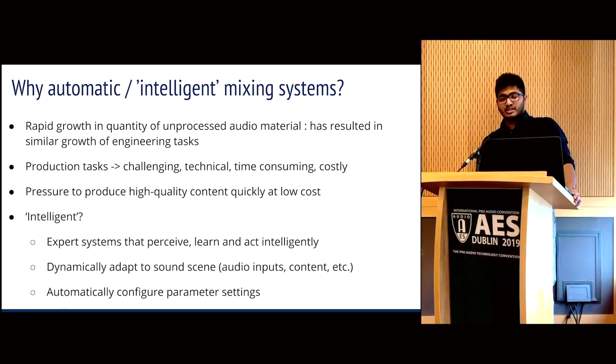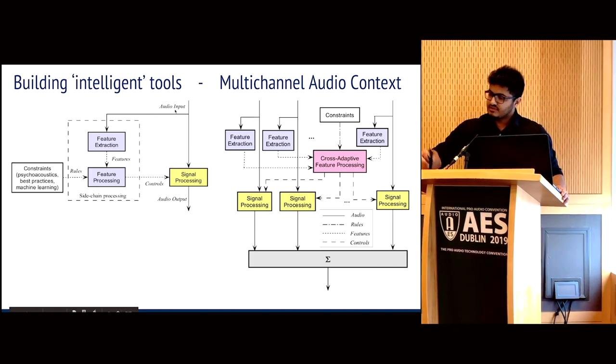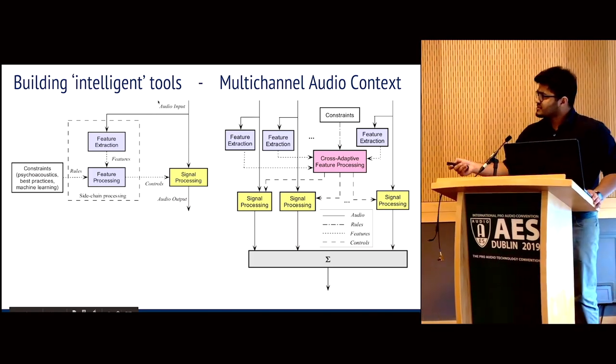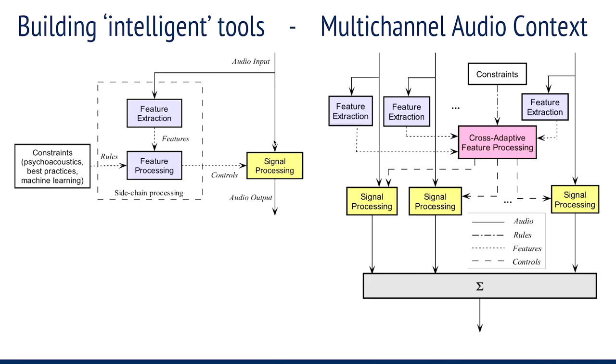In the context of multi-channel audio, basically you have audio input coming in, and you do a lot of feature extraction, and then you apply your feature processing. And this could be based on a lot of constraints, based on psychoacoustics or best practices that sound engineers use, or machine learning if nothing works out. And then we apply these parameters to our whole signal chain, and we have our final stereo mix.